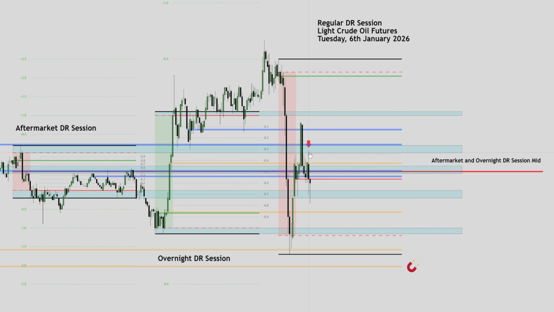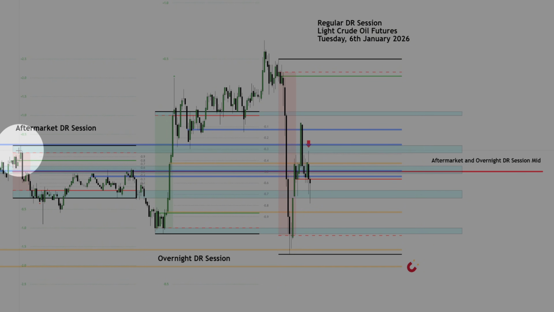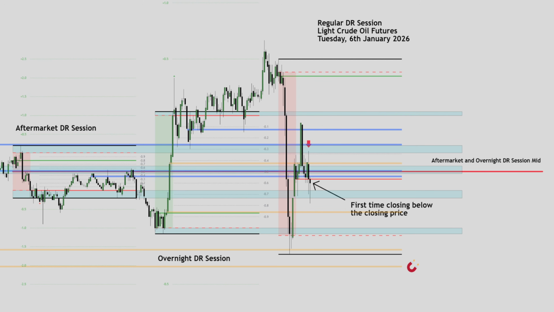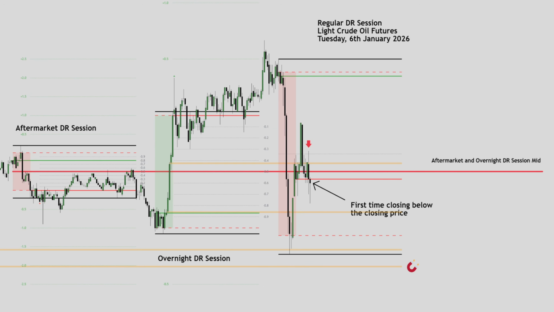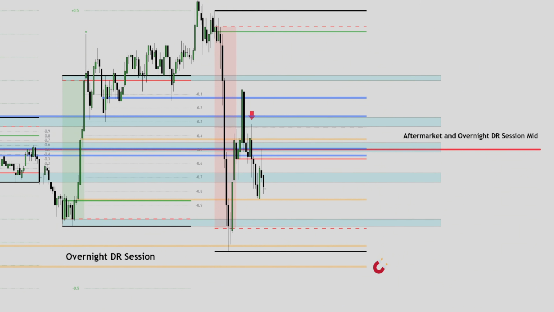What stands out? Price aggressively sells off, rejects the aftermarket session highs, and for the first time closes back below the closing price. In a red DR box, the closing price is extremely important. This is a strong signal.